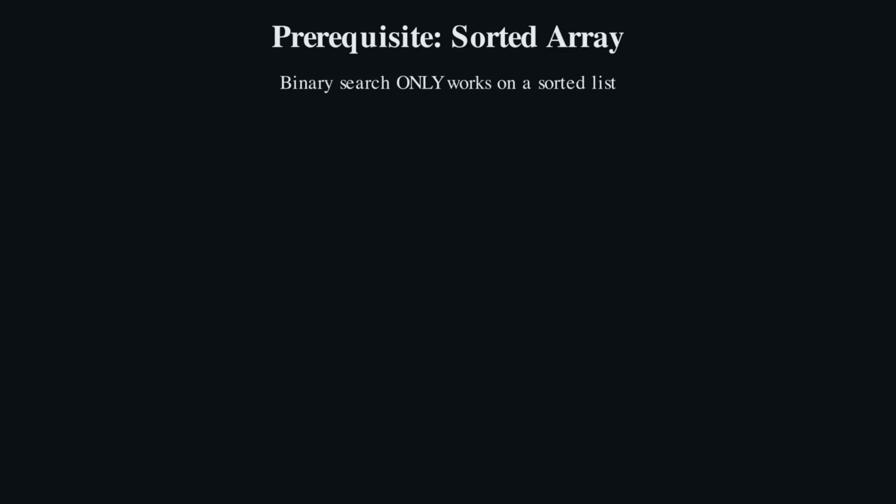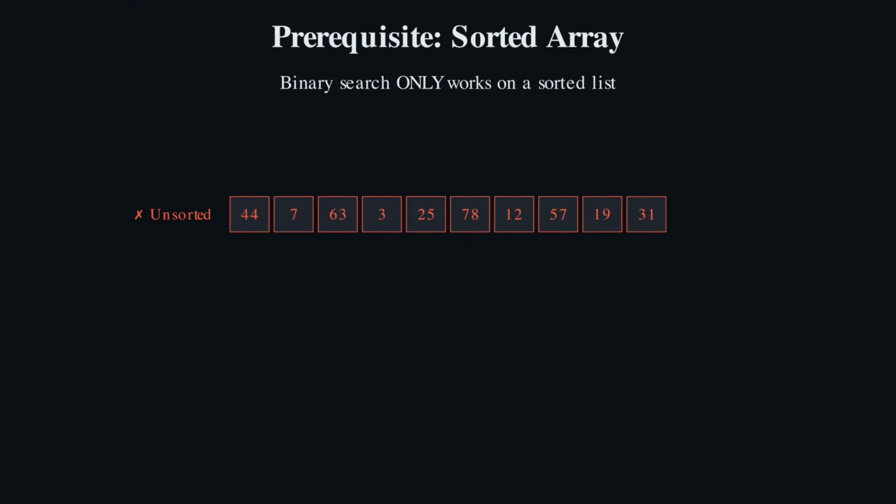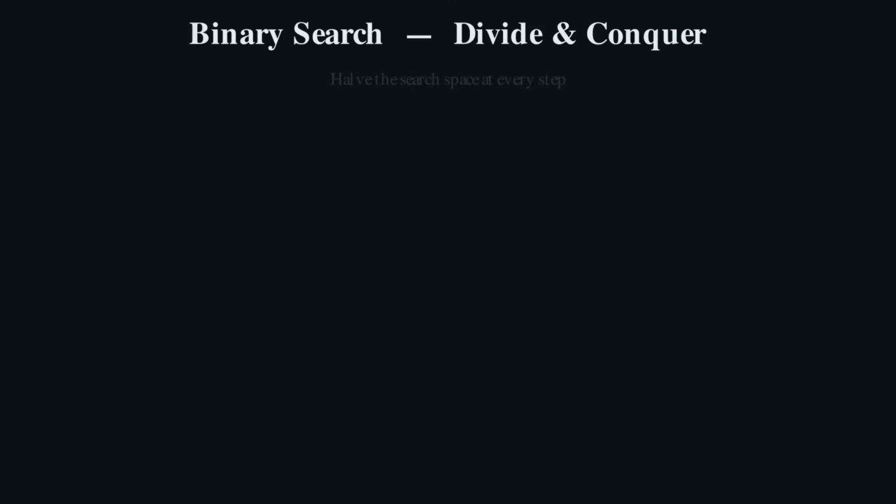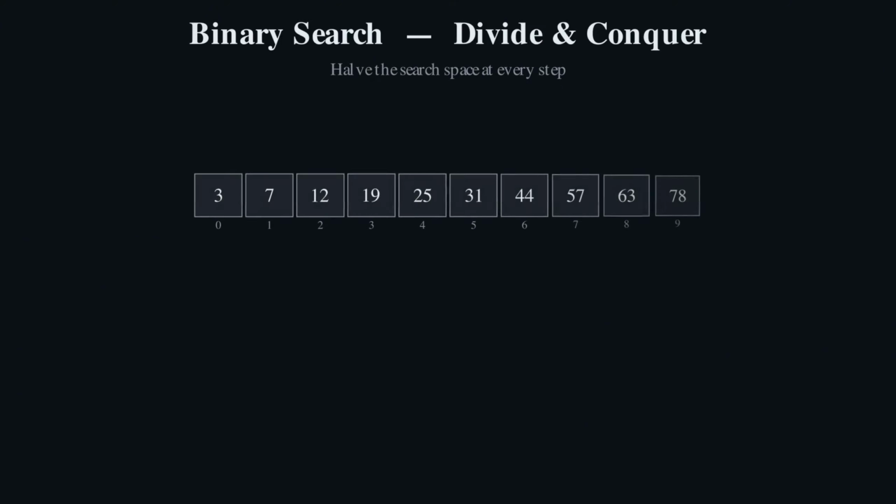Fortunately, there's a much smarter and faster approach, but only if one very important condition is met. The data in your list must already be sorted in ascending or descending order. This is the essential prerequisite for binary search. If the list is not sorted, binary search simply cannot work correctly. So, assuming your list is properly sorted, binary search completely changes the game.